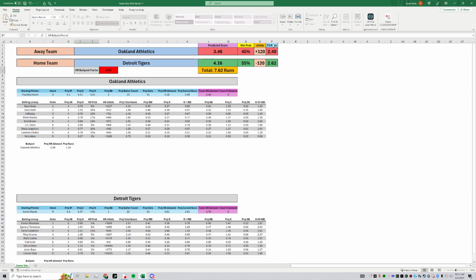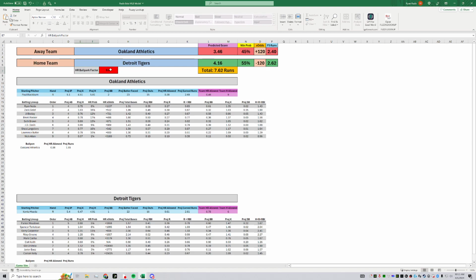We also have the first 5 runs, so if you want to look at what the first 5 total is, or if you want to see which team you want to take for the first 5, you can do that here as well. And then at the bottom, just the total runs, so we're projecting about 7.62 total runs. The over-under for this game is probably around 7.5 or 8.5, so you can make your choices determined on that.